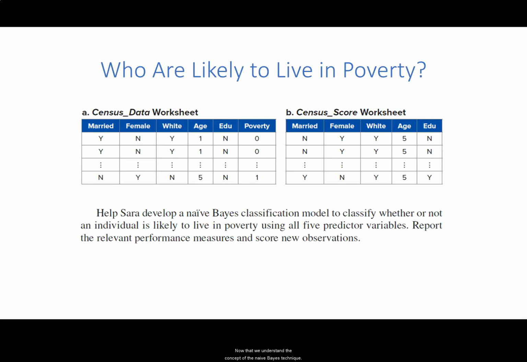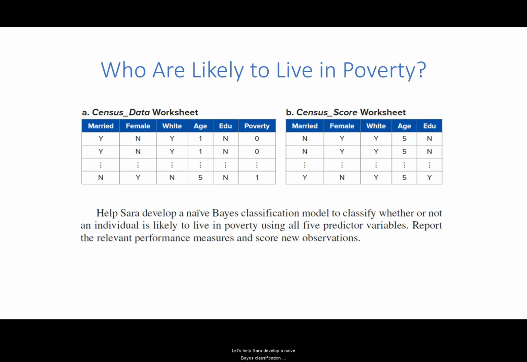Now that we understand the concept of the naive Bayes technique, let's apply it to a practical problem. In this case, Sarah, an intern for the Institution of Public Policy in Washington, D.C., is trying to build a model to predict which individual is more likely to have income below the poverty level. The census data are used for this analysis.